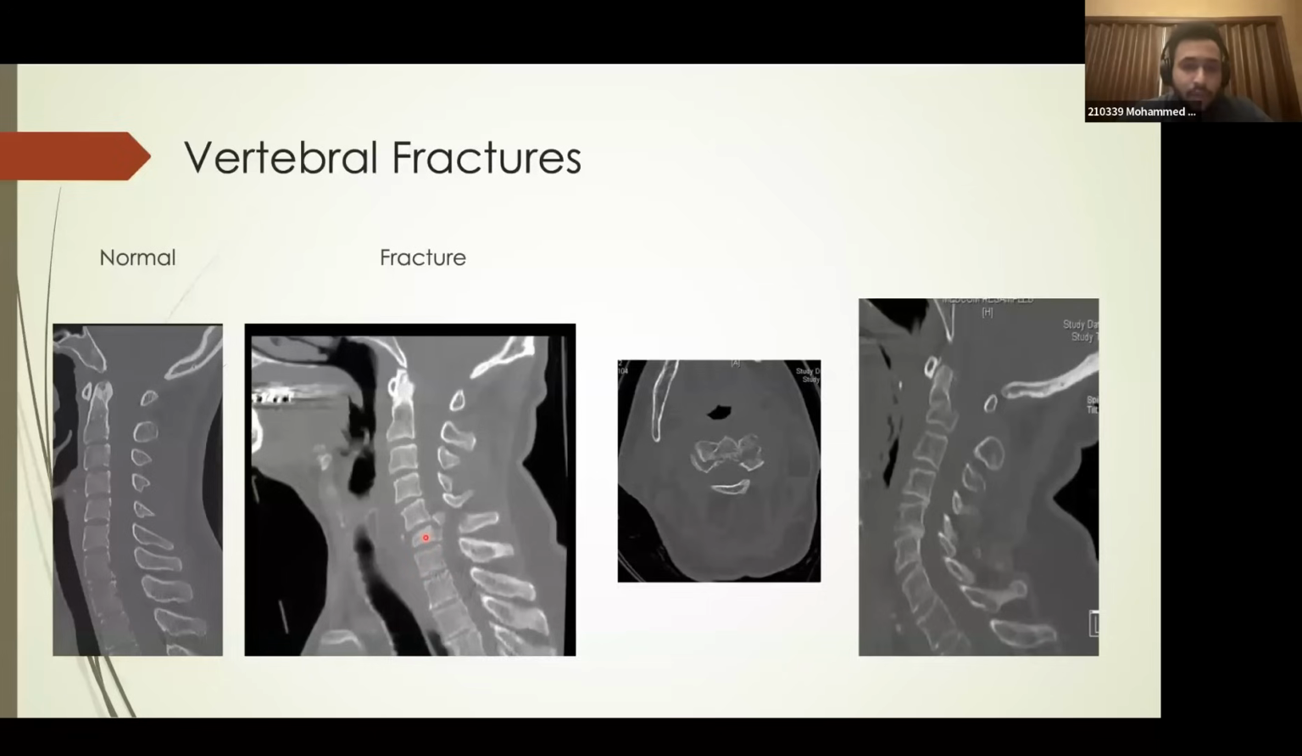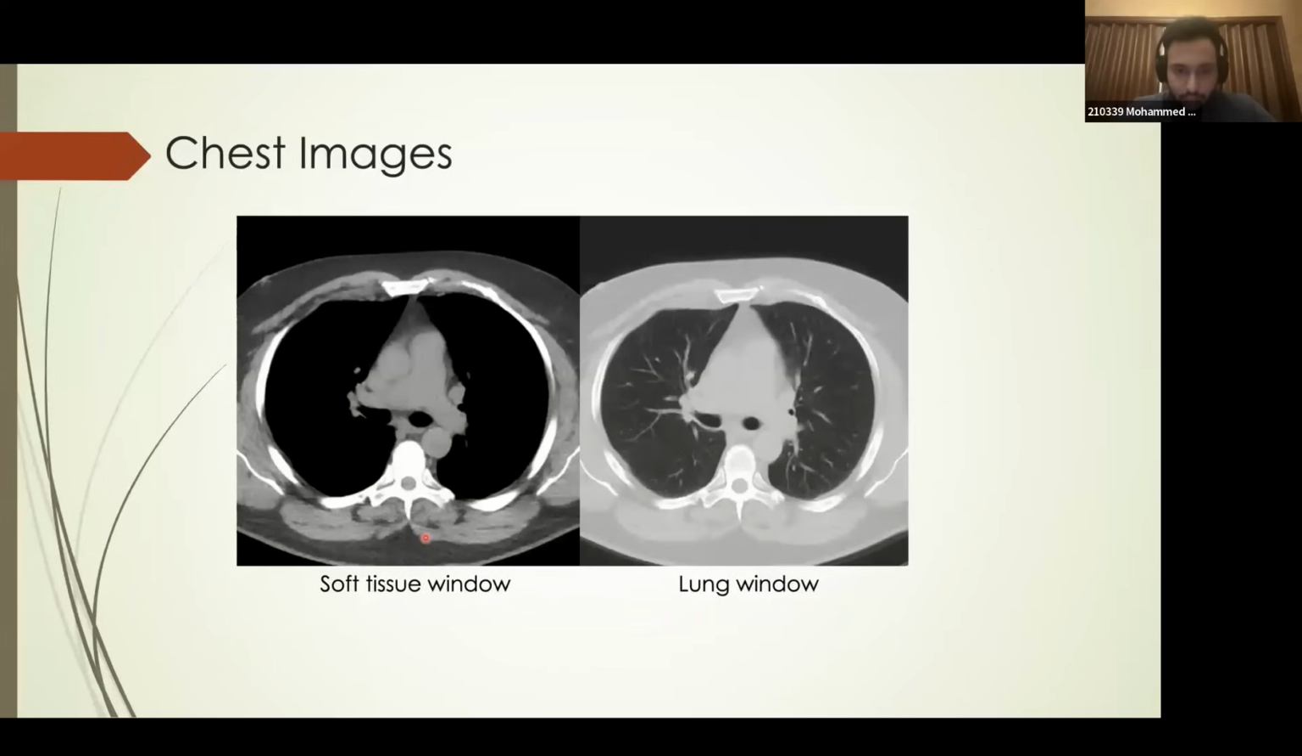And for extremities fracture, the modality you use is X-ray. Okay, so that's basically the modalities that you need to use. So that's that. Now we go to the chest images.